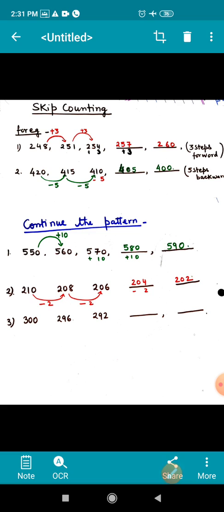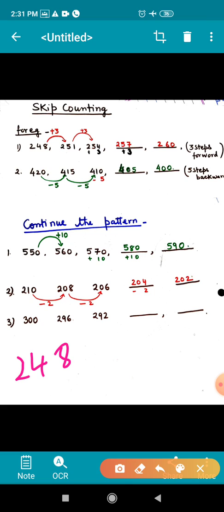Children, here we will do skip counting. Do you know what skip counting is? Skip counting is when we jump over numbers without counting them. Here you can see 248 is written, and after that 251 is written, and the numbers between are not written. So what we have done is we skipped over those numbers. So this is skip counting.